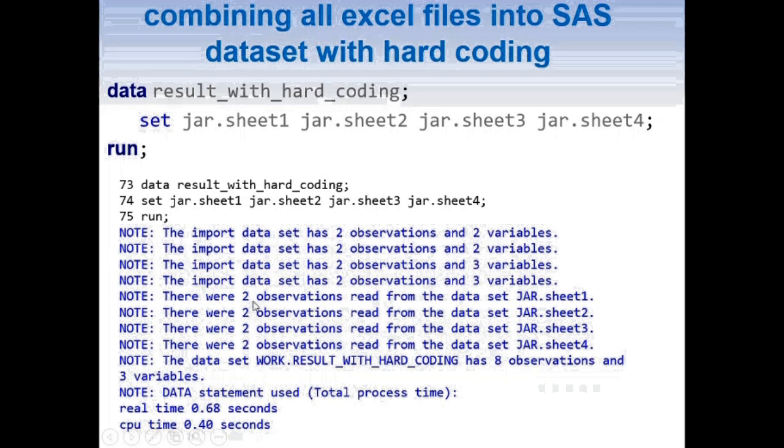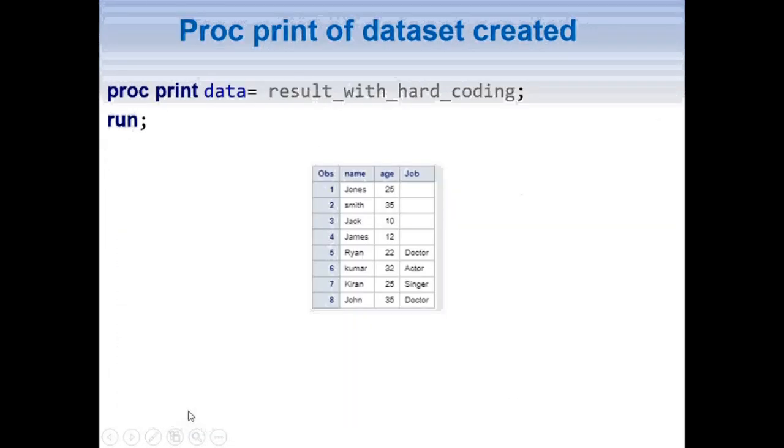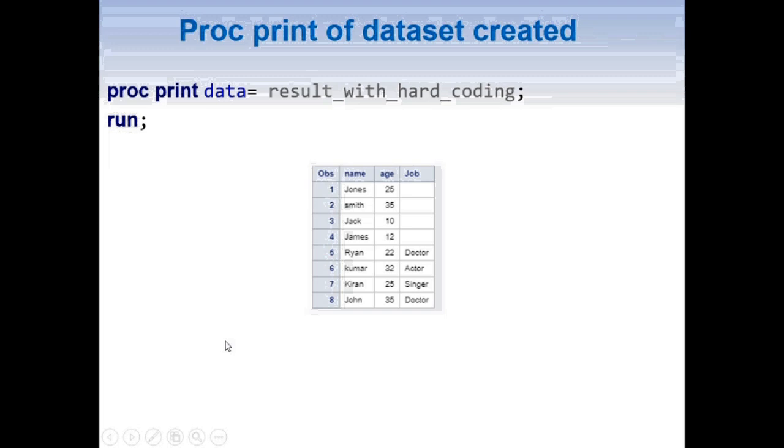Here, once I run this code, I get the following notes. It says that 2 observations were read from each of these sheets and it created a final dataset work.result_hardcoding which has 8 observations and 3 variables. Now let us look into the proc print of our dataset created. Here in our dataset you can see we have 3 variables and 8 observations.